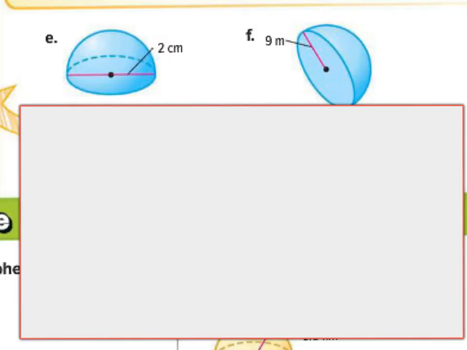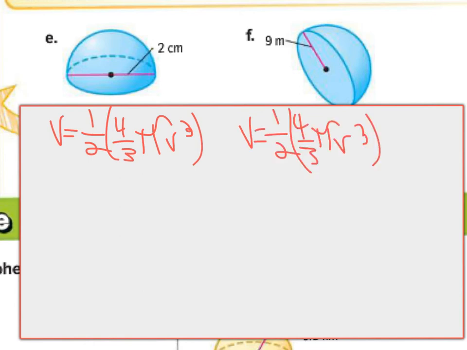Here we have E and F with a diameter of 2 on this one, diameter of 2 centimeters, and a radius of 9. Now this would be a radius of 1 centimeter, okay? Because remember, they're giving you the whole line. So let's write down our formulas first. Remember that its volume equals half of the volume of a sphere, 4/3 times pi times radius cubed. And let's write it again right here. Okay, and now we can start replacing variables.